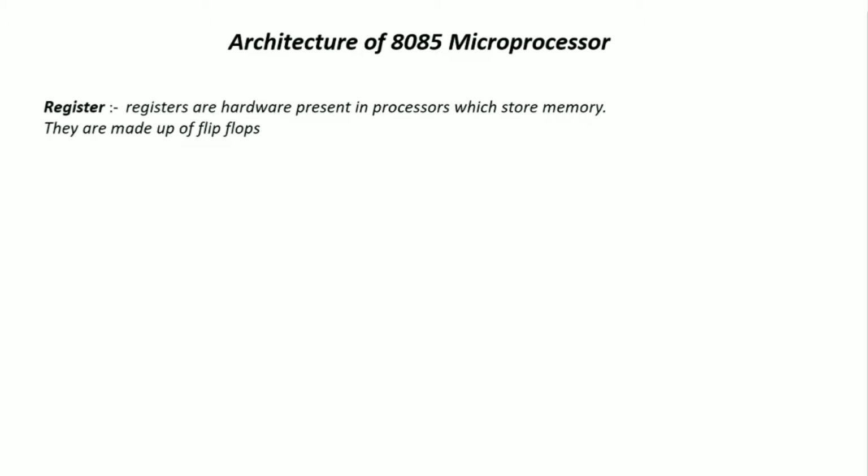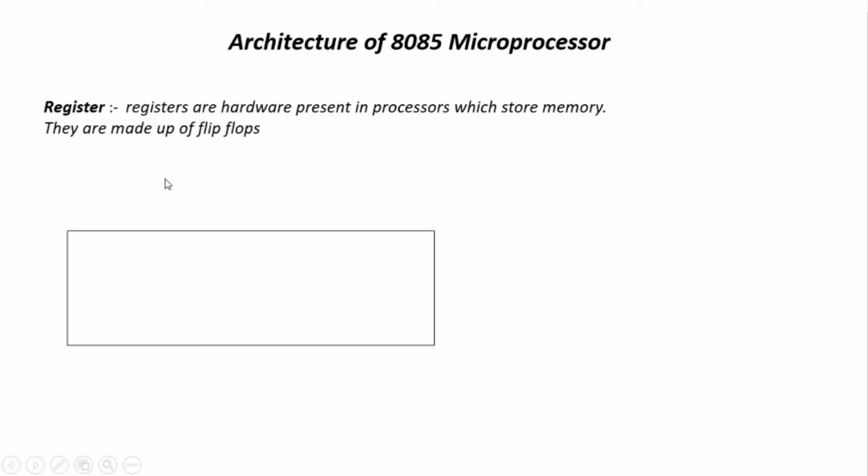Registers are hardware present in the processor which store memory. They are made up of flip-flops. I have already told you about flip-flops in the previous video. If you haven't watched that video, I highly recommend you watch it and then start this one. So registers are hardware present in the processor which store values, and there will be some value stored in these registers.